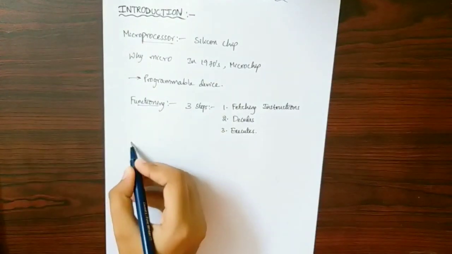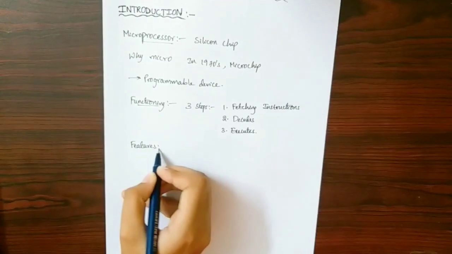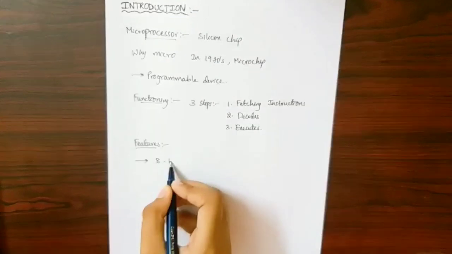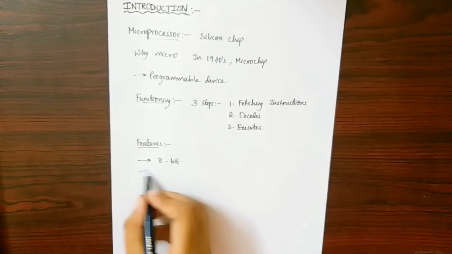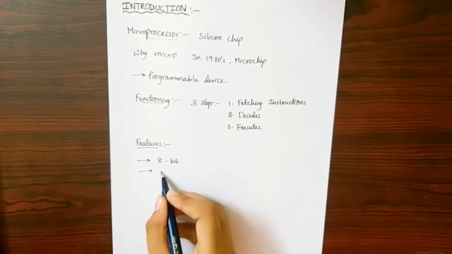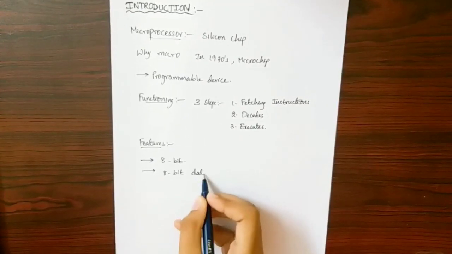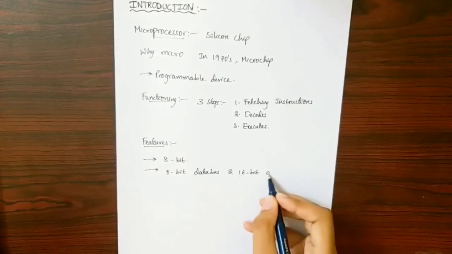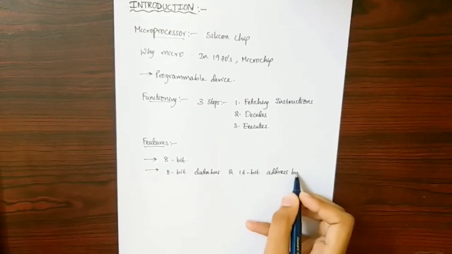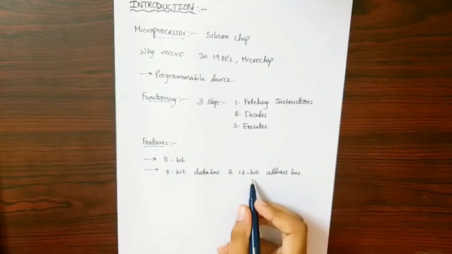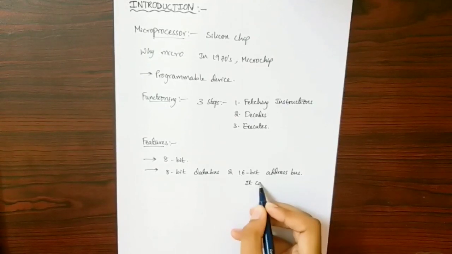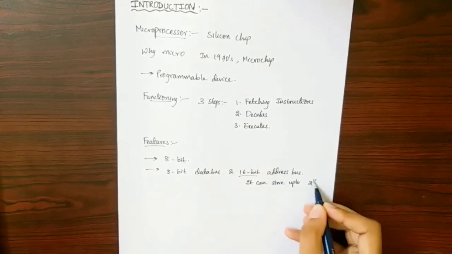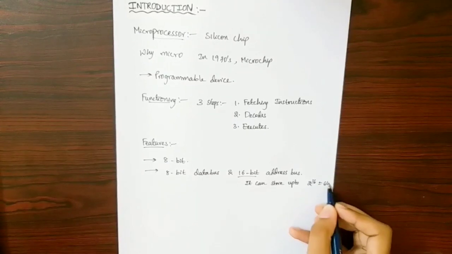Now coming to the features of the 8085 microprocessor. The 8085 microprocessor is an 8-bit microprocessor. So it contains an 8-bit data bus and a 16-bit address bus. As the address bus size is 16 bits, it can address up to 2 power 16, that means 64 KB of memory.